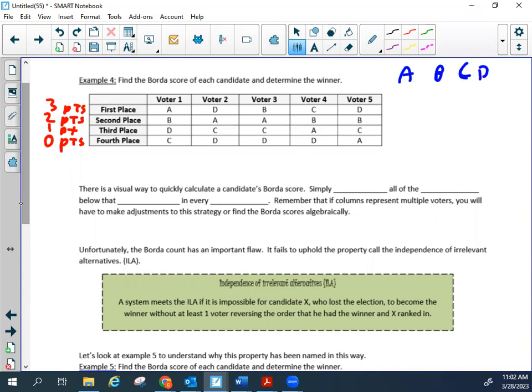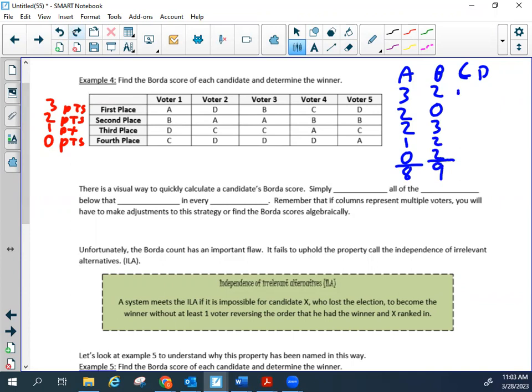So candidate A, voter 1 gave him 3 points. Voter 2 gave him 2 points. Voter 3 gave him 2 points. Voter 4 gave him 1 point. Voter 5 gave him 0 points. That adds up to 8. Candidate B, voter 1 gave him 2 points. Voter 2 gave him nothing. Voter 3 gave him a first place vote. That's 3 points. And voters 4 and 5, both second place, worth 2 points. That adds up to 9.